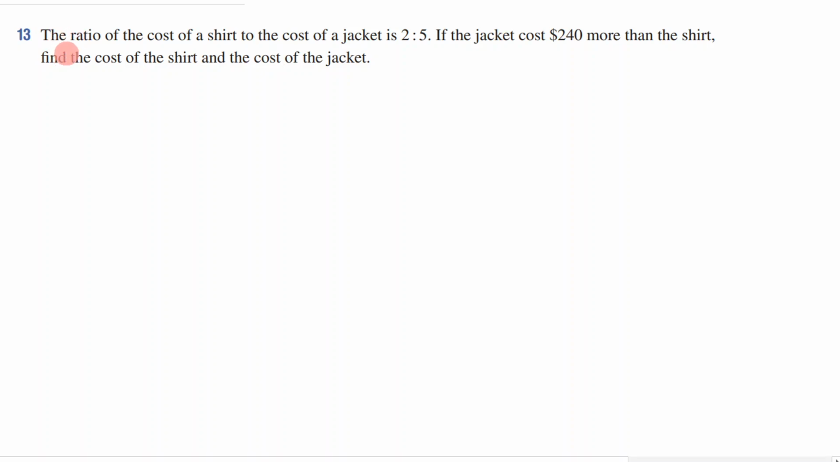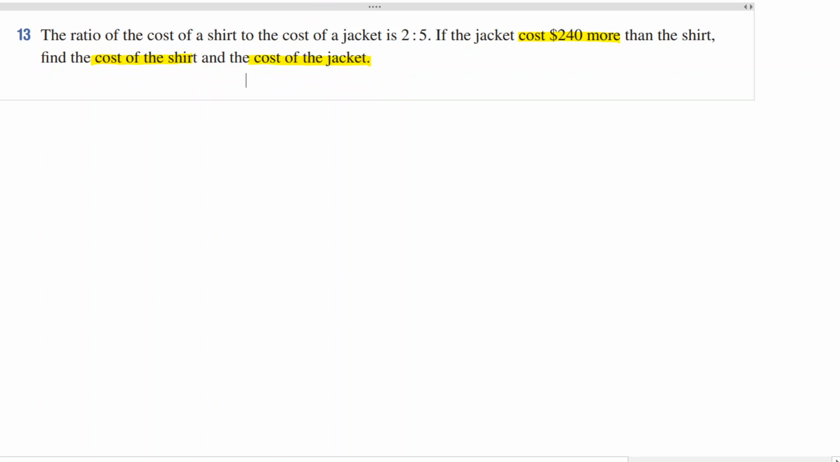It says the ratio of the cost of a shirt to the cost of a jacket is 2 to 5. If the jacket costs $240 more than the shirt, find the cost of the shirt and the cost of the jacket. So we want to find the cost of the shirt and the cost of the jacket.